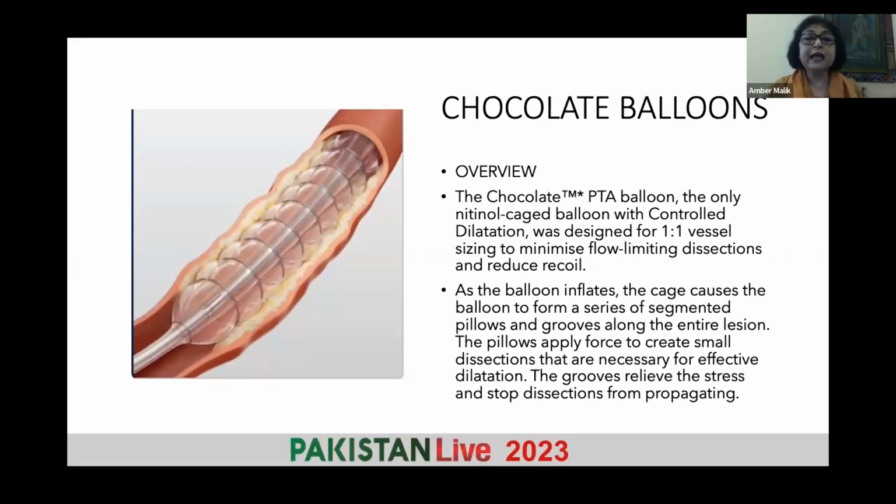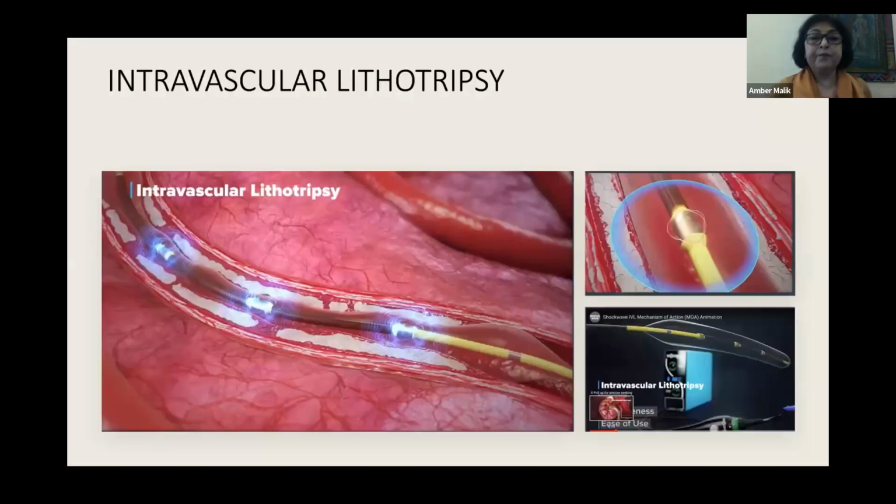What it looks like, because this is an interesting device and can perhaps easily be used without too much equipment, is that it has a nitinol cage. It's a nitinol caged balloon. And as the balloon inflates, the cage causes the balloon to form a series of segmented pillows and grooves along the entire lesion. The pillows apply force to create small dissections that are necessary for effective dilatation. The grooves relieve the stress and stop dissections from propagating.